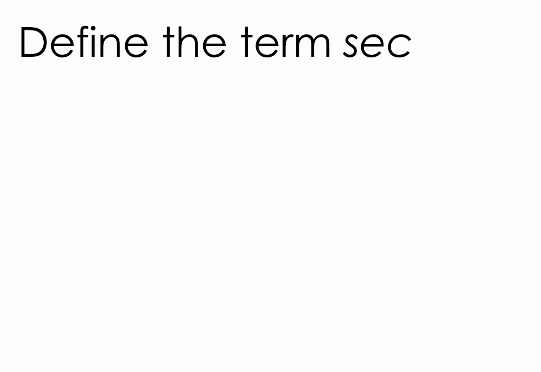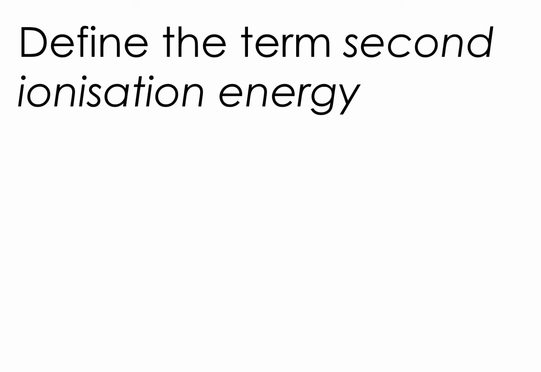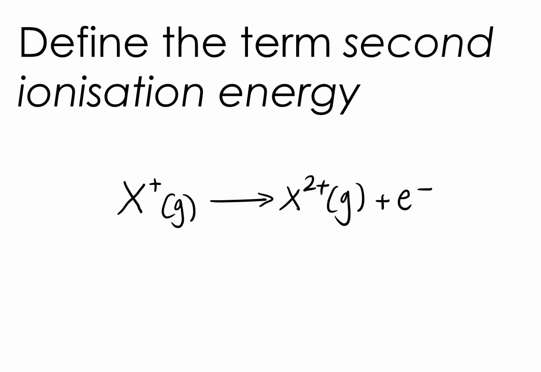The purpose of this presentation is to explore the ideas of successive ionisation energies and what information can be gleaned about the atomic structure from those values. First of all, let's try to define the term second ionisation energy. We can use an equation for this if we wish, and this is the amount of energy needed to remove 1 mole of electrons from 1 mole of gaseous ions with +1 charge to produce 1 mole of gaseous ions with 2+ charge.